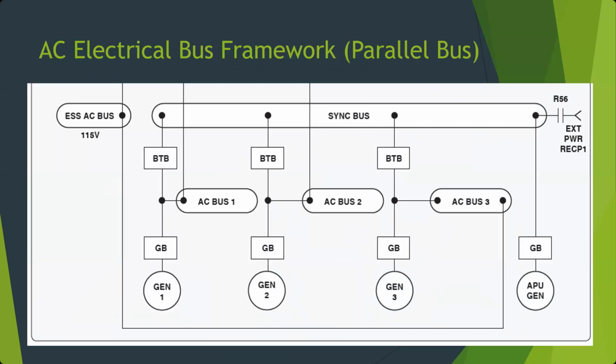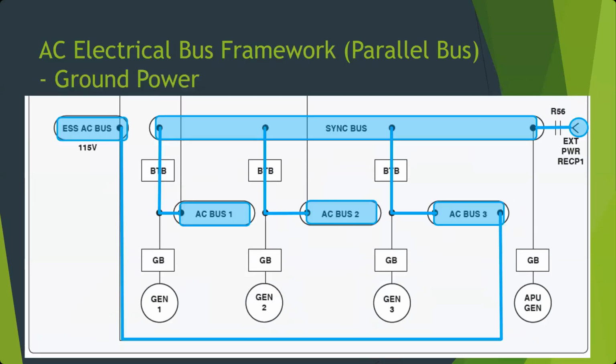You can see, just looking at it, we've got 3 generators. We have an APU generator. It's working from the bottom up. 3 AC buses. We have what's called a sync bus. We'll talk about what that's for. An essential bus. What do you think the essential bus is for? Essential items, those things that are really important. You can see that's powered off of the sync bus. We've got a plug over here to the right for external power.